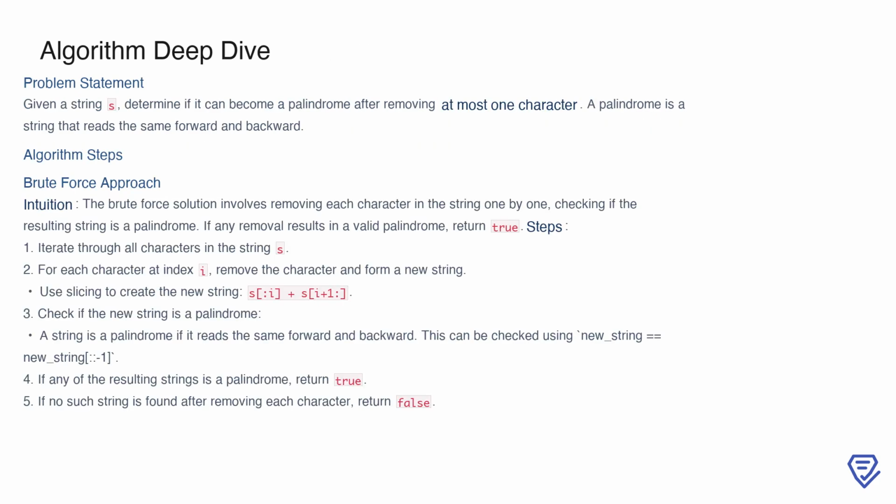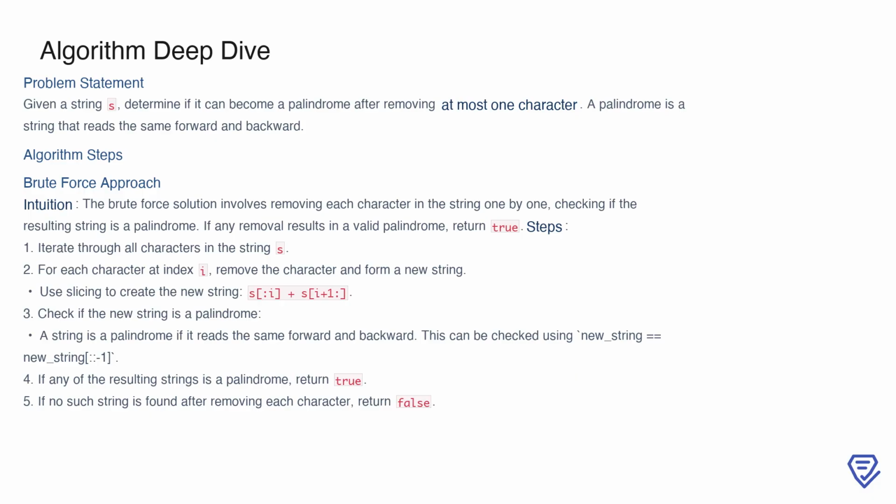The problem requires us to determine if a given string can become a palindrome by removing at most one character. A palindrome is a string that reads the same forward and backward. To solve this, the brute force approach involves removing each character one by one and checking if the resulting string is a palindrome. This process can be broken into clear steps.